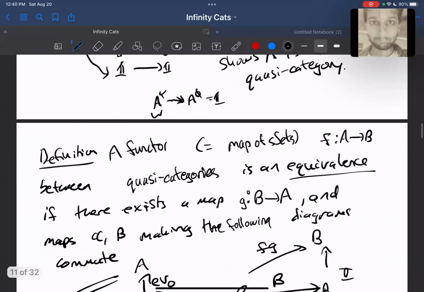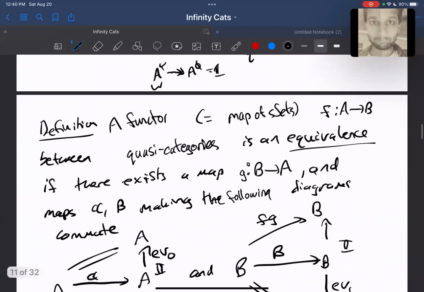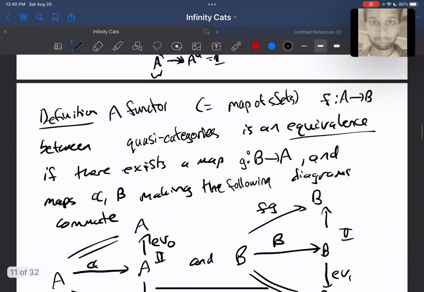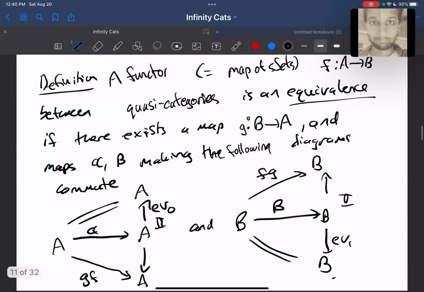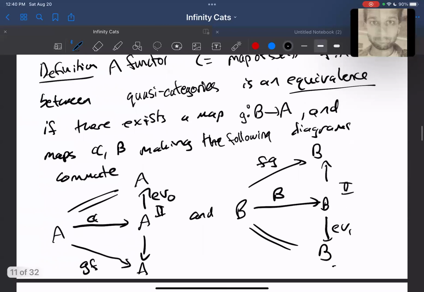So we're going to call maps of quasi-categories a functor. So a functor F from A to B between quasi-categories is an equivalence if there is a map G from B to A and maps alpha and beta such that these following diagrams commute. So this sort of says that we're taking the data of a homotopy equivalence, or a homotopy from the identity of A to GF using the free-living isomorphism as our unit object.